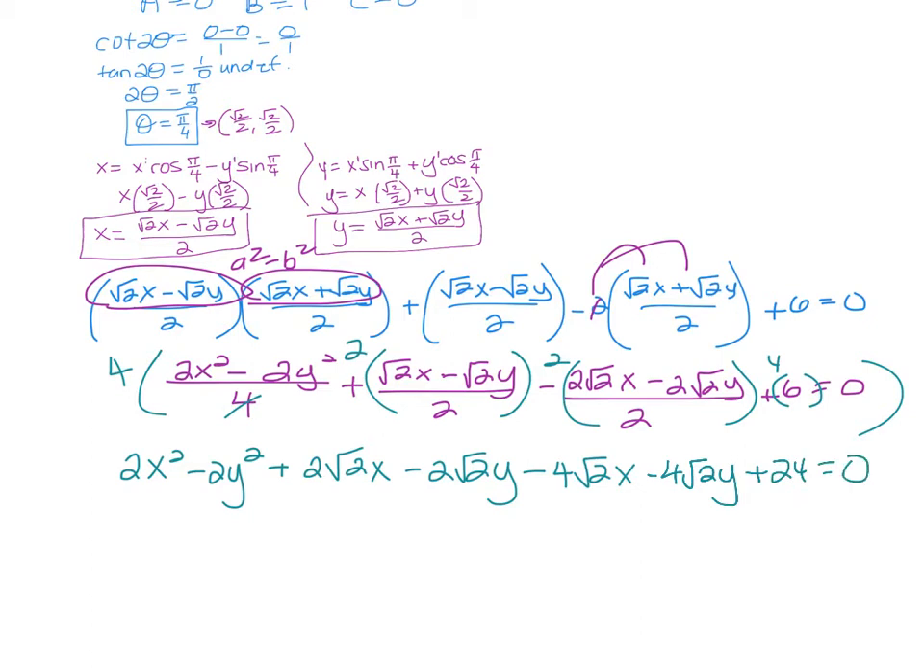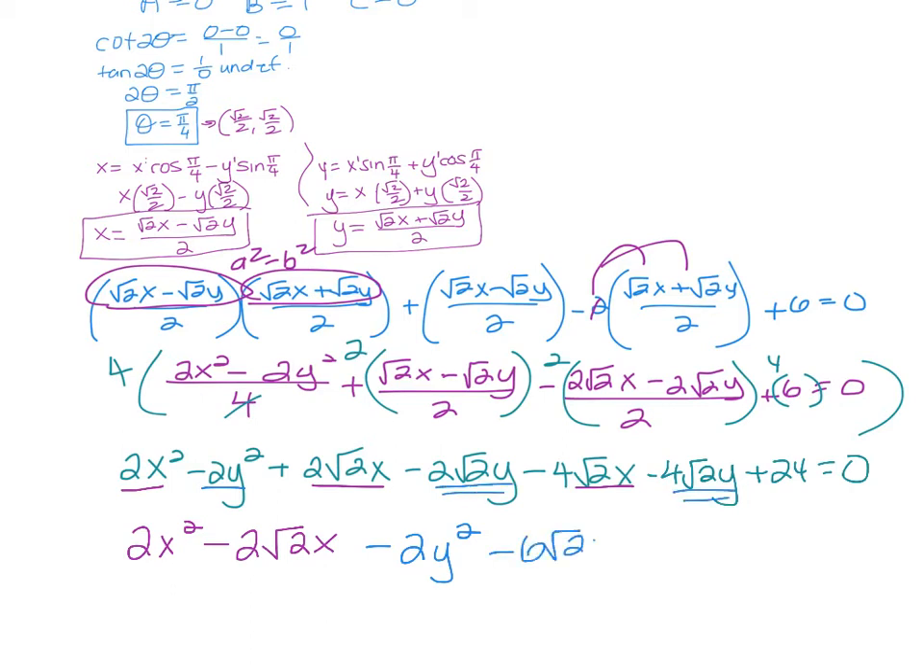Now I want to combine my like terms. So I would first check for my xy term, and I don't have any this time. So I'm just going to group together the x squared. There's only 2x squared, and then the x's, which would be negative 2 root 2x, and then group together the y's, negative 2y squared, and then the y to the first, negative 6 root 2y equals negative 24 gets bumped to the other side.